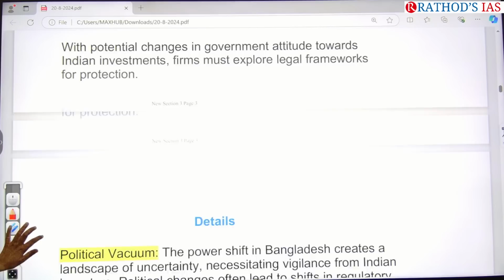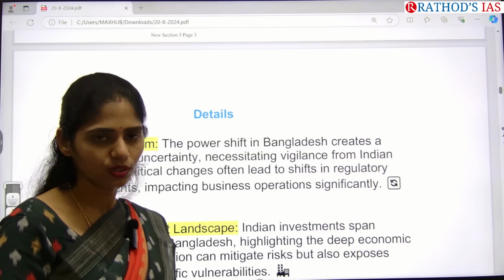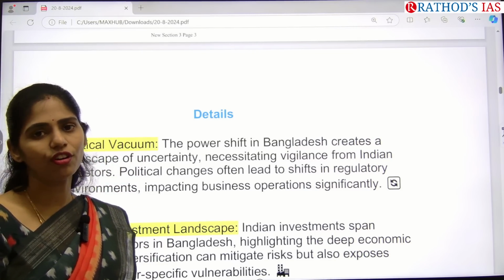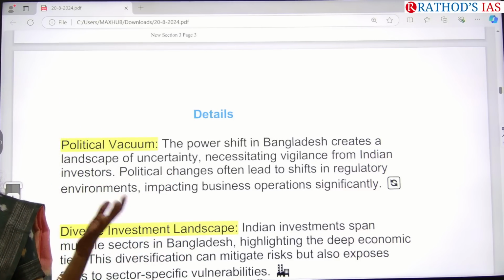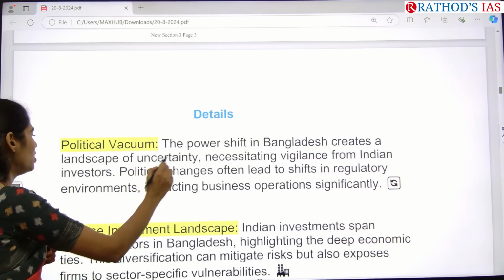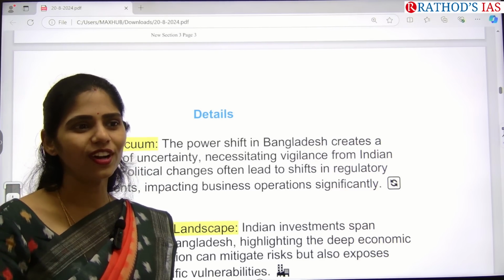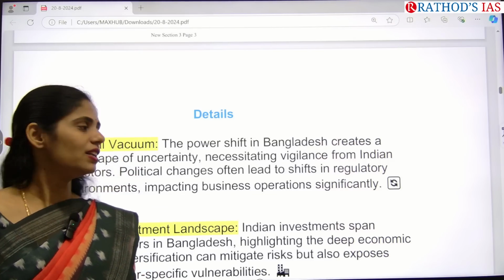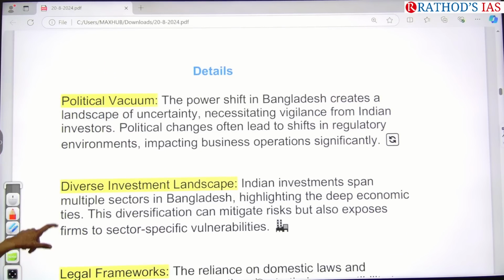So here this article is saying that the power shift in Bangladesh creates a landscape of uncertainty. We don't know which government will be forming, and how they will make the foreign policy, whether towards China, towards Pakistan or towards India. So there is a lot of uncertainty now. Because of this, Indian investors are focusing on how they can save their capital in Bangladesh. That is the first thing this article says.